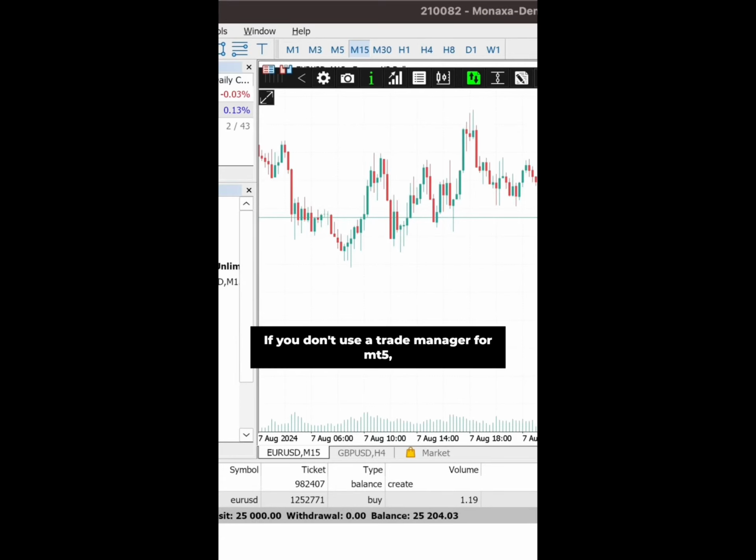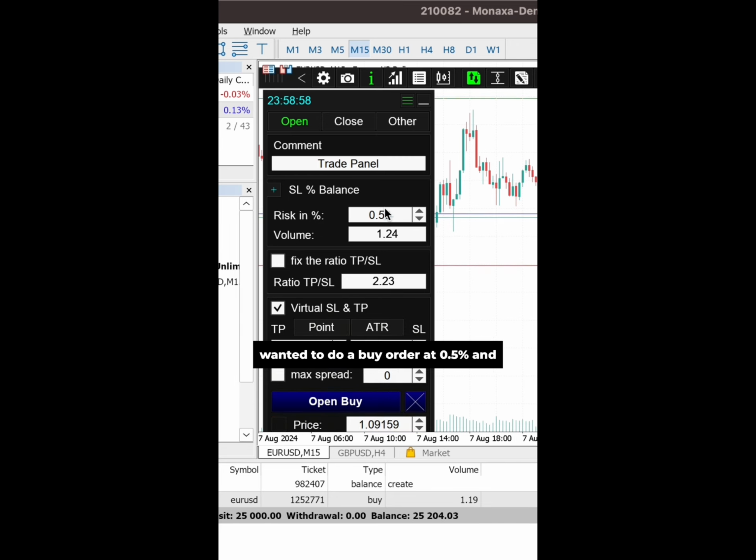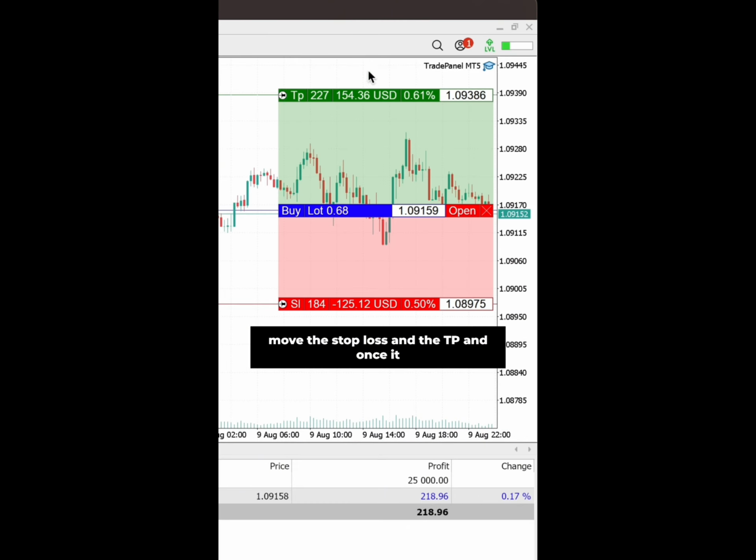If you don't use a trade manager for MT5, I highly recommend looking into it. I was struggling placing lots, the risk, but this trade manager makes it so easy. Pretty much it lets you have a set risk, and then you could also fix the risk to reward. Like if I wanted to do a buy order at 0.5%, move the stop loss and the TP.